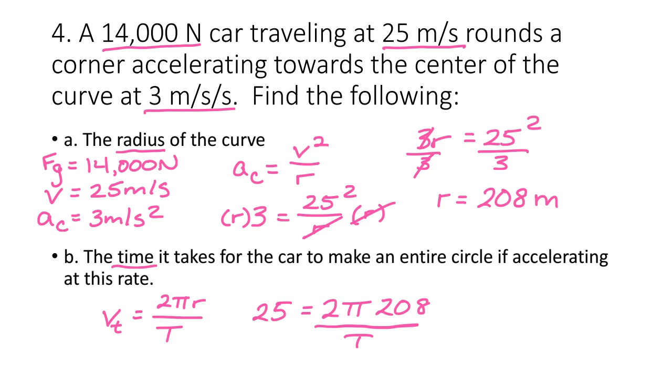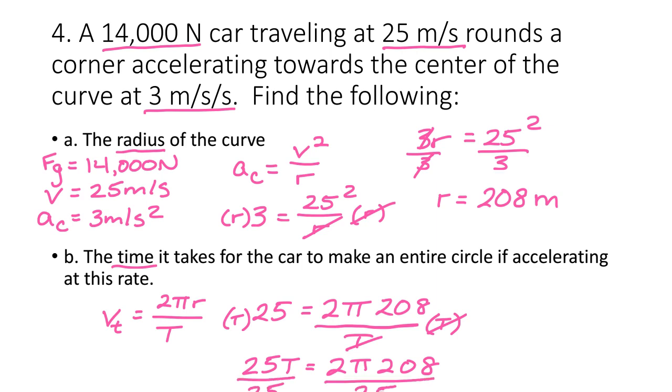The first thing we need to do is multiply both sides by t. And we will get 25t is equal to 2 pi 208. Next, we'll divide both sides by 25. This will leave us with t, or period, is equal to 2 pi 208 divided by 25.